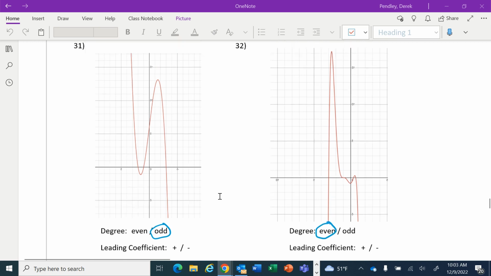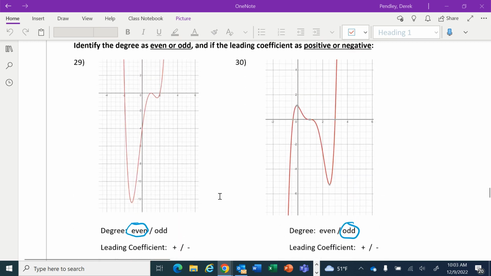So now let's look at the leading coefficient. If they both go the same direction because they're even and they go up, then the leading coefficient must be positive. Because if it was negative, they would both go down. So you circle the positive here.